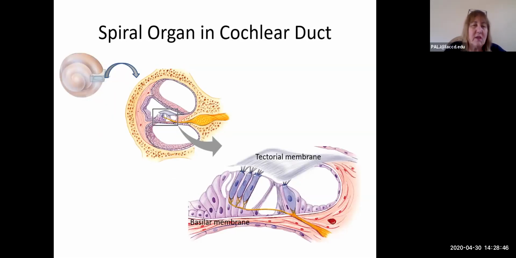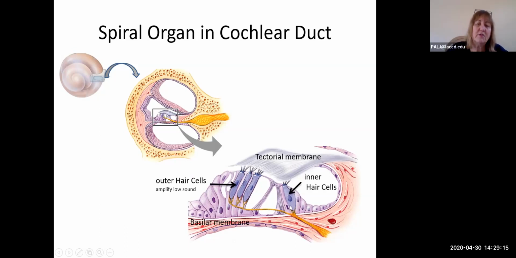So let's look at that spiral organ a little closer. We're taking that boxed in area and blowing it up. The spiral organ sits right on that basilar membrane, okay? And at the top part of it, we have that tectorial membrane, which is attached. And you notice on this side is the side that it is attached on.